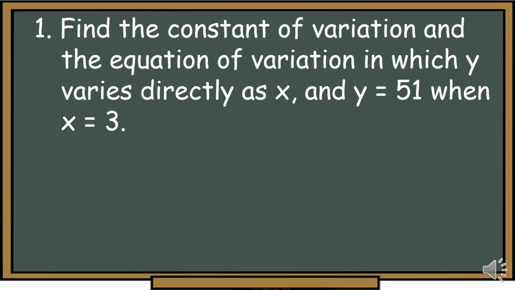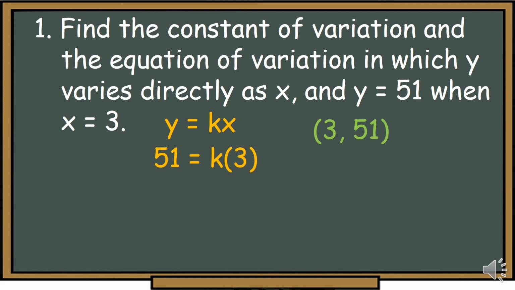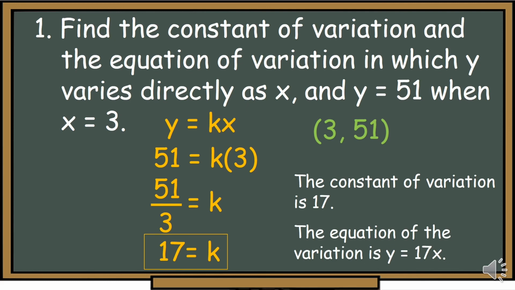Alright, let us answer. One of the solutions of y equals kx is 3 and 51. Substitute the values of x and y. We have 51 equals k times 3. Solve for k by dividing both sides by 3. And k is now equal to 17. The constant of variation is 17, and the equation of the variation is y equals 17x.